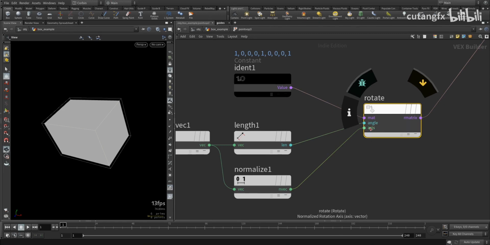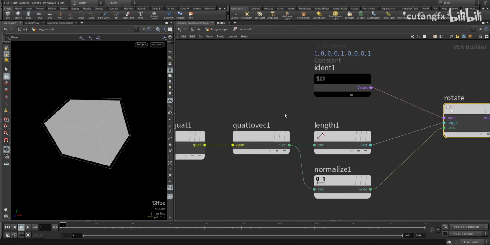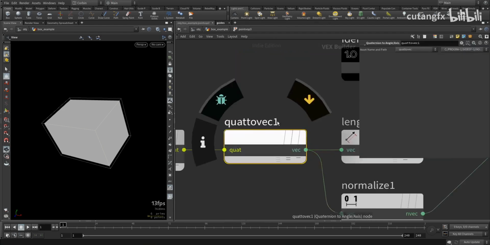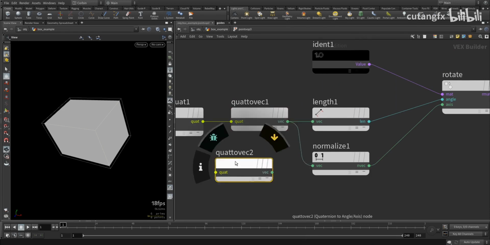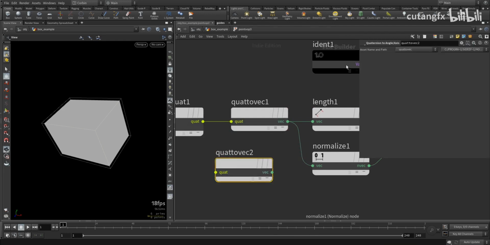So in order to get axis and angle, we're just using a quaternion to vector, right? But if you go in and hit tab, you'll see that quaternion to axis/angle is the option. Okay, but when you drop it down, it's not called that. It doesn't have the same name. It calls it quat to vec, but really it is quaternion to angle axis.